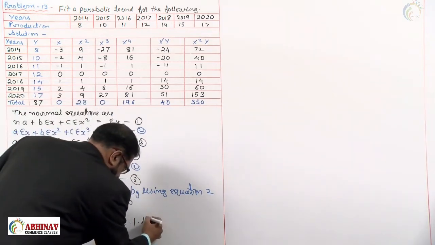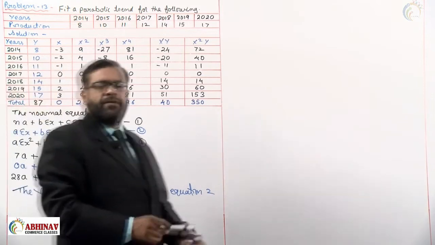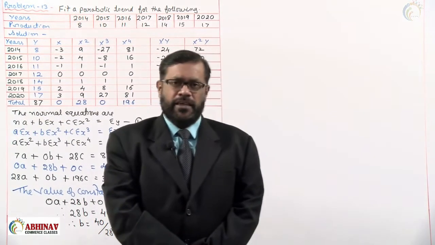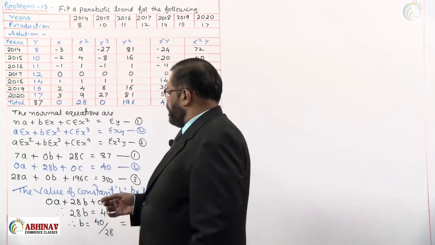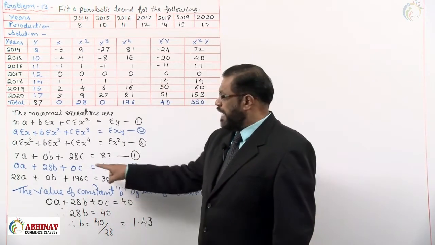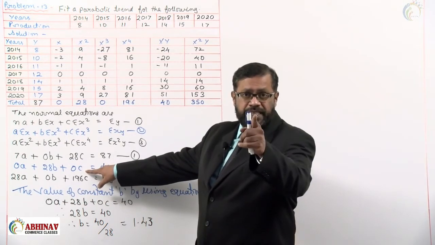We round up as 1.43 is the b value. Now we should find out the value of the remaining constants, either a or c. To find out the value of c, which equation can we make use of? Can we use the second equation to find the value of c? No, because the value of c is 0.